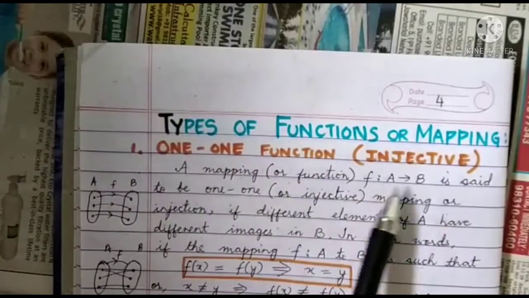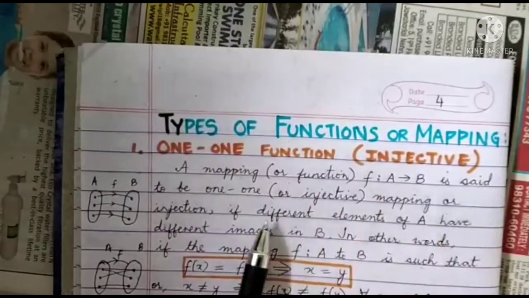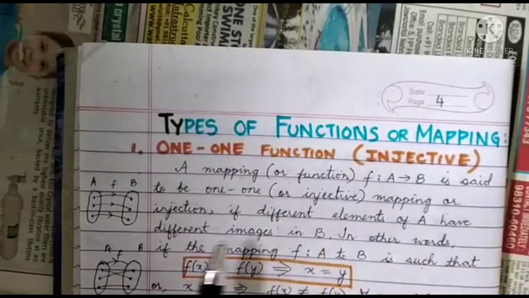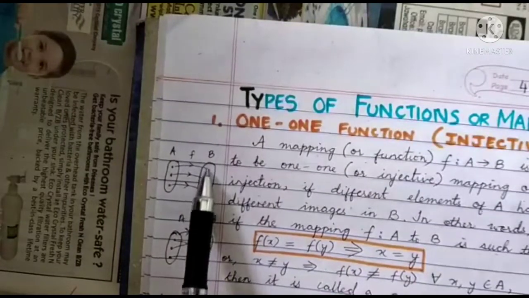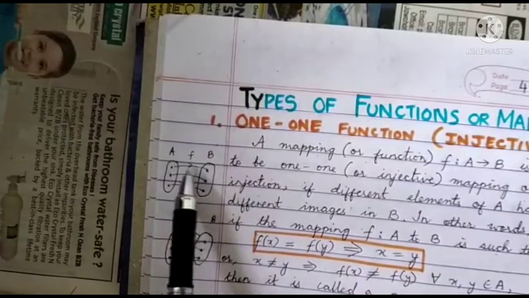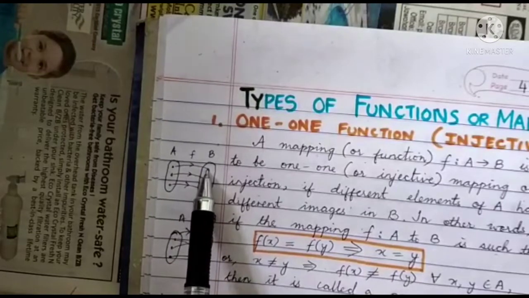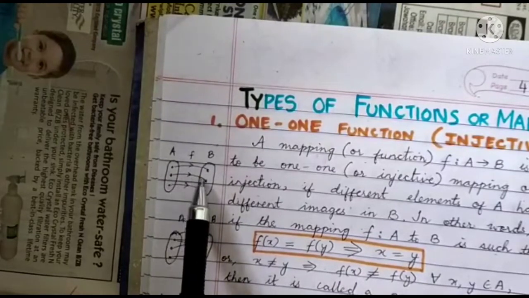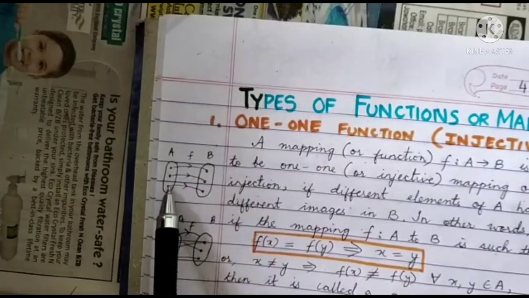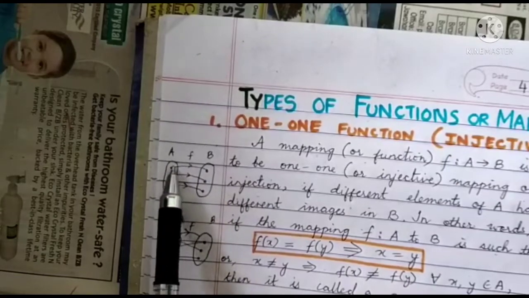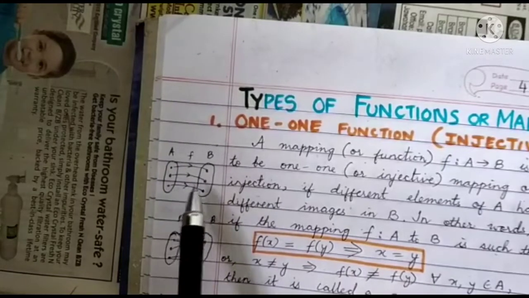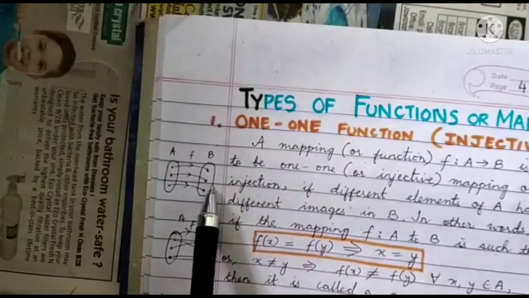A mapping or function is said to be one-to-one if different elements of A have different images in B. That means every element of A has got a unique image in B. If this happens, one element is related to only one element in B. No two elements are related to the same image. Then this function is called a one-to-one function.